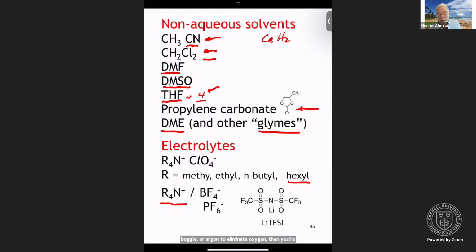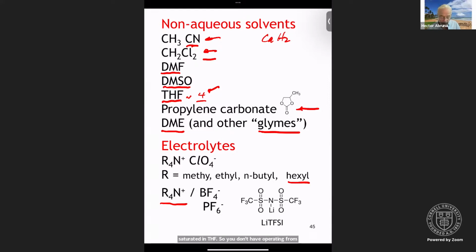And so if that's what you're trying to do, a very nice trick is to pre-saturate your stream of either nitrogen or argon in THF. So you bubble it through a little round bottom flask that has THF, then use that stream to degas your cell. And in so doing, the stream is already saturated in THF, so you don't evaporate it from your cell.